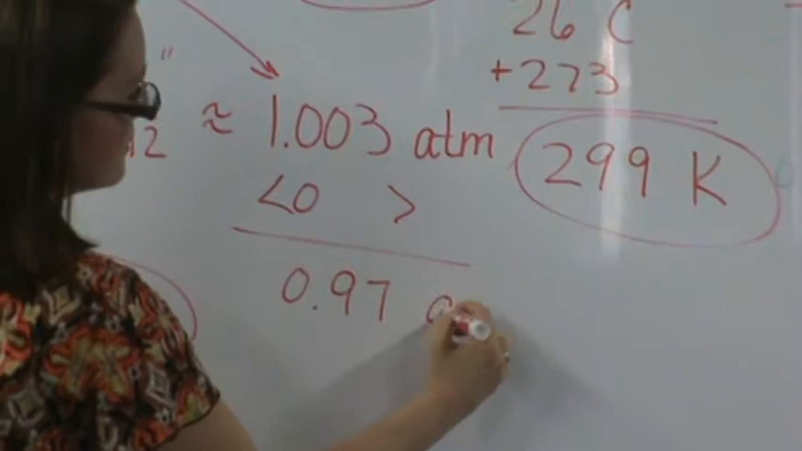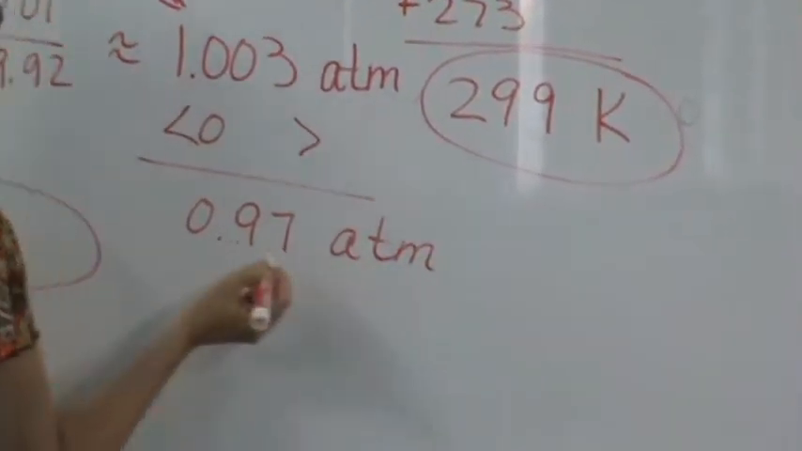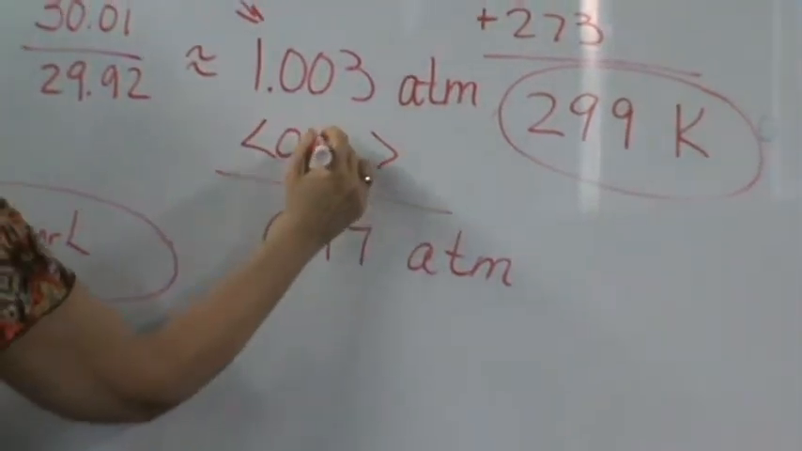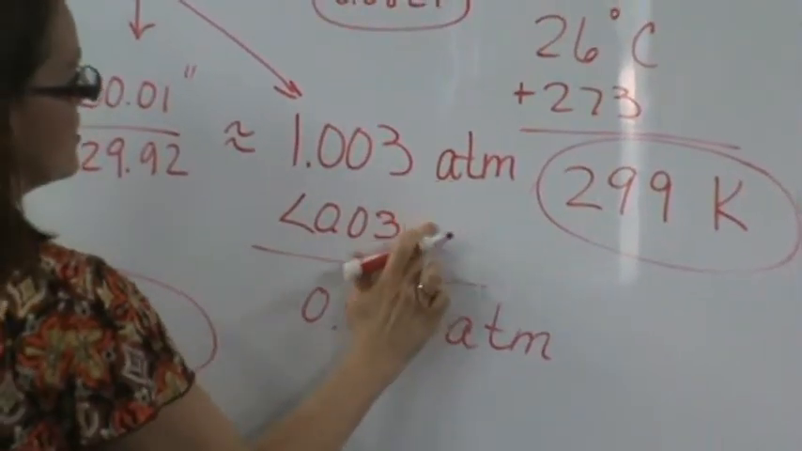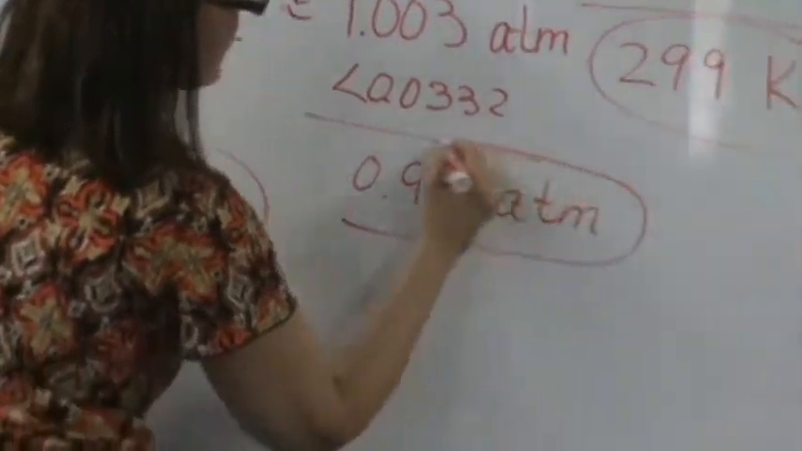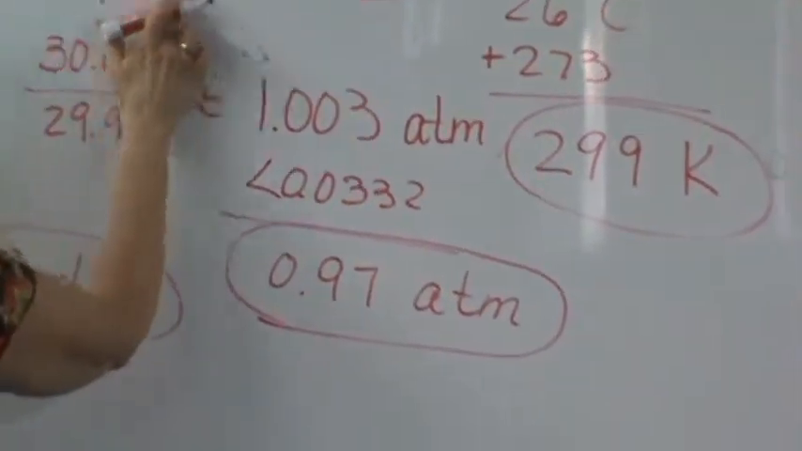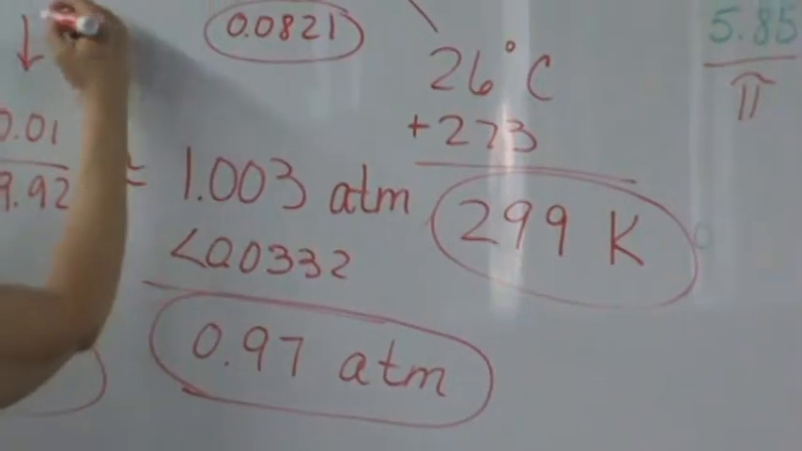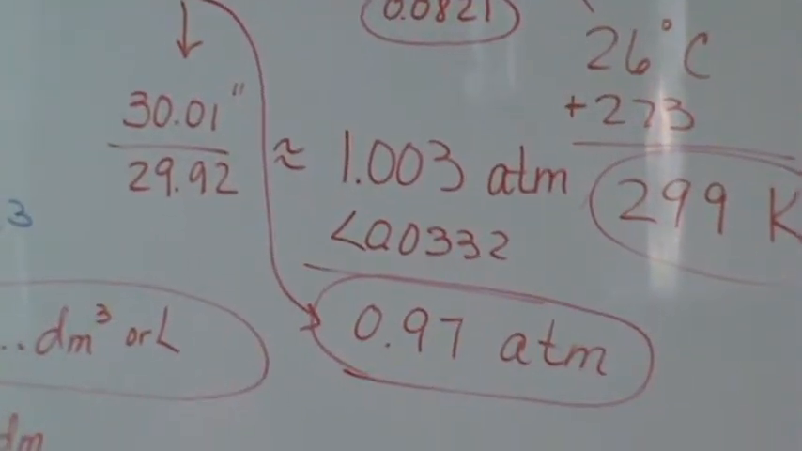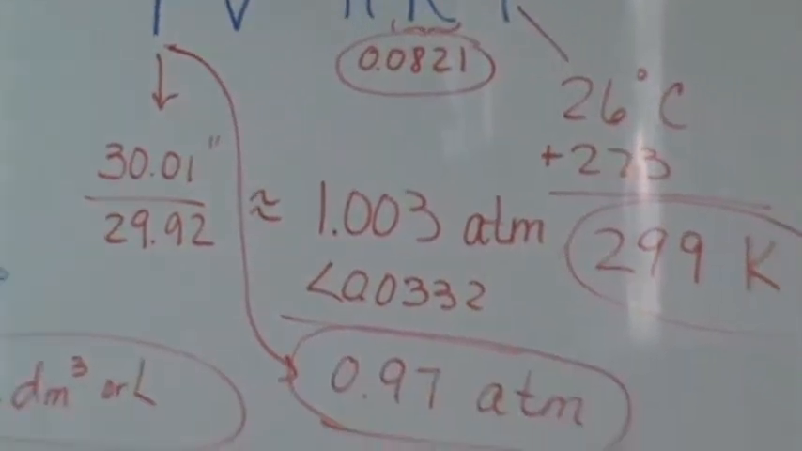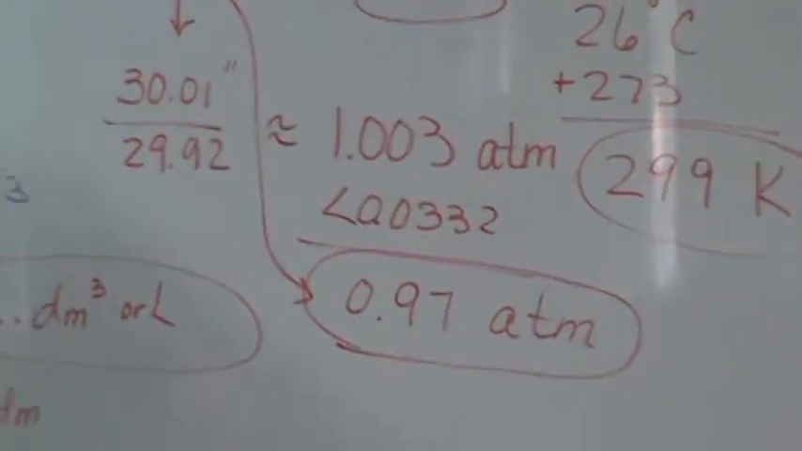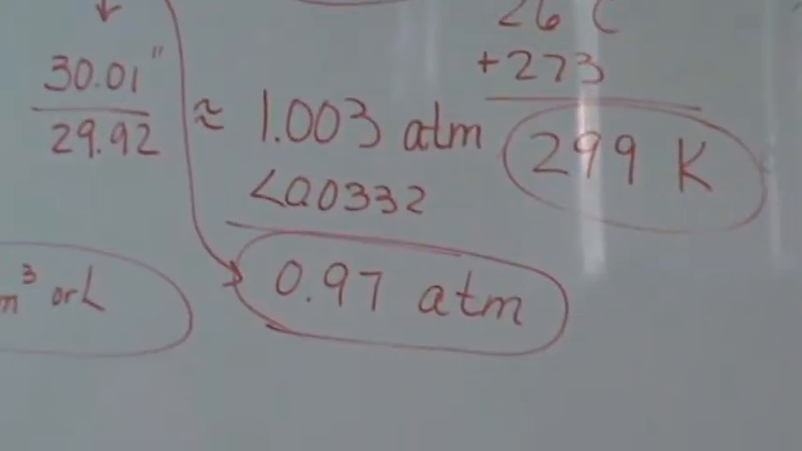We were using the CO2 pressure. So what was this number one more time? 0.0332. Right, okay. And so this is our final P value. Because we had to adjust P for the water in order to calculate the pressure of the CO2. So 0.97, right?